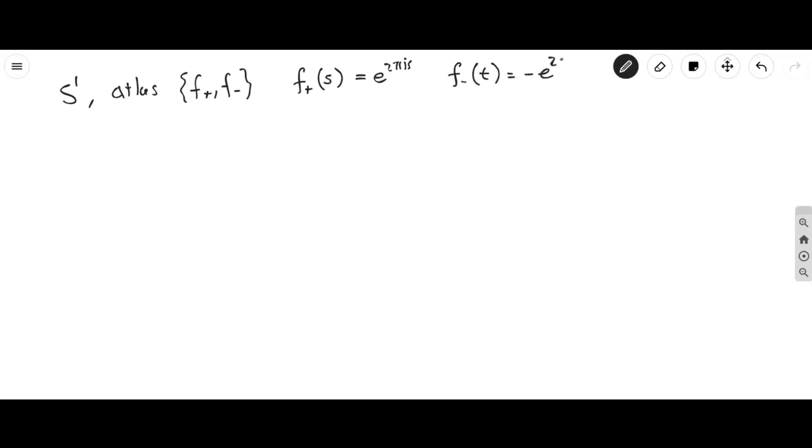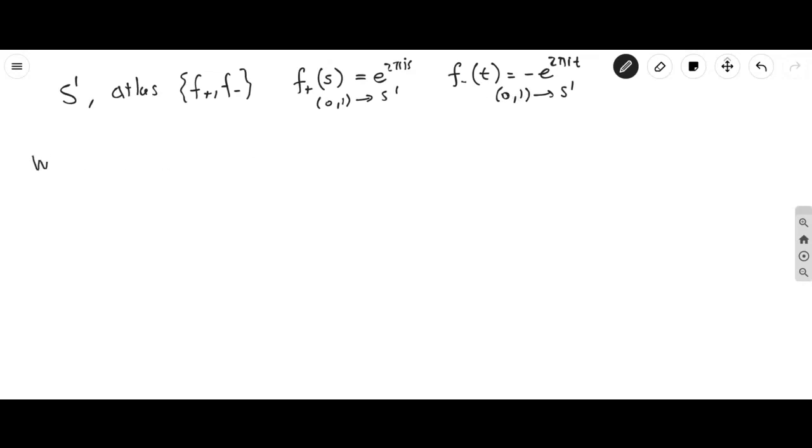Let's use our example with the circle again. We had a circle, and we had an atlas consisting of what we call F plus and F minus. F plus was the chart given by e to the 2 pi i s, and F minus of t was given by minus e to the 2 pi i t. These were maps, of course, from (0,1) to the circle.